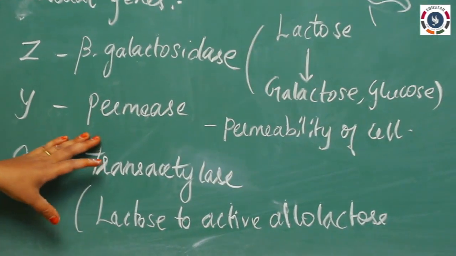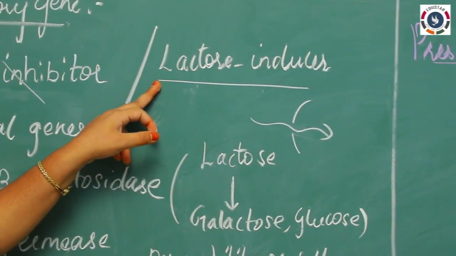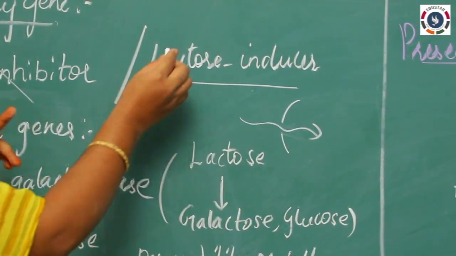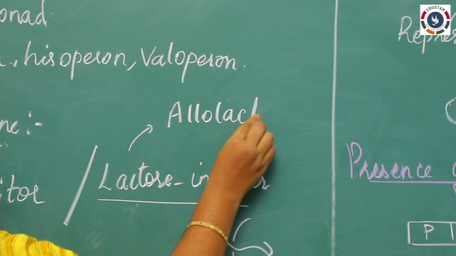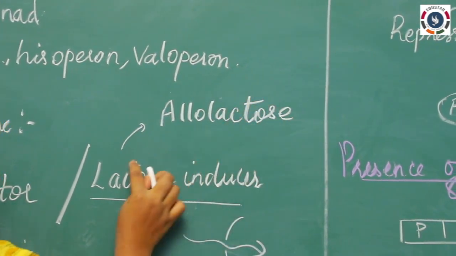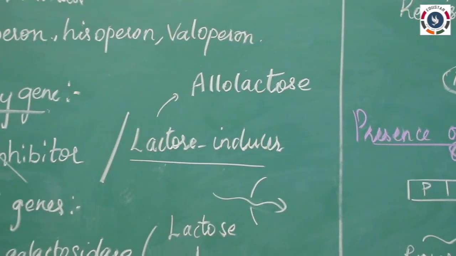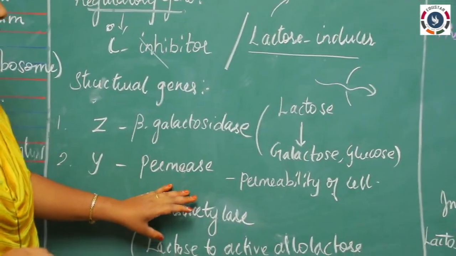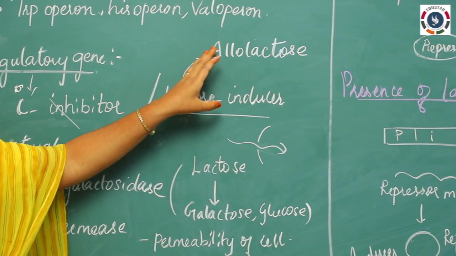Before getting into this, I want to tell you one thing. Lactose is not taken up by the organism as such. There is one form called allolactose. So the lactose has to be converted into allolactose with the help of this enzyme transacetylase. It will add the acetyl group to the lactose, and it is converted into allolactose.